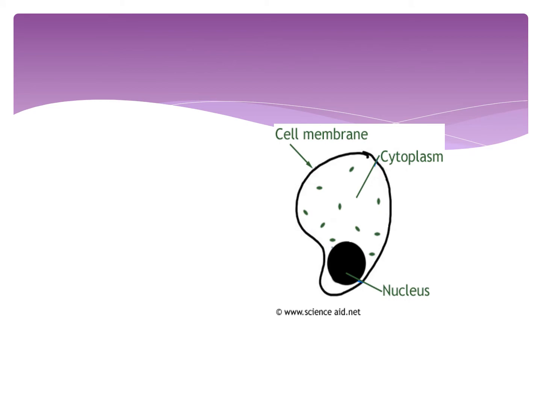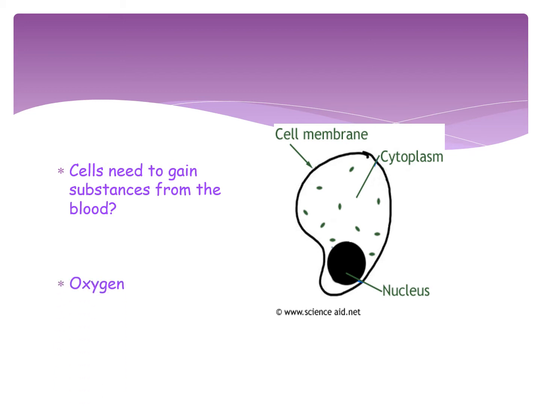So we have a cell here, it's an animal cell because it's got its cell membrane on the outside. So what does this cell need for it to survive? What do we need to take into this cell? Cells need to gain substances from the blood. What do we think these substances are? It would be oxygen, because we need it for respiration, and glucose, which we also need for respiration to make energy so that we can do anything.